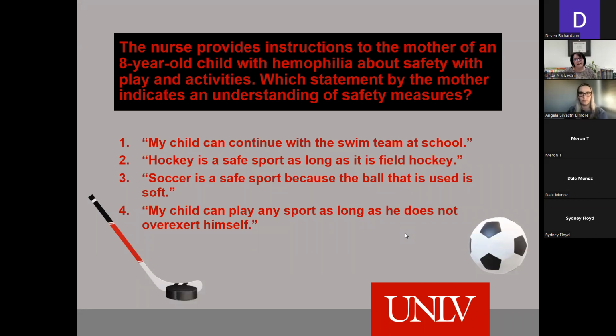Oh, excellent. Okay. I think you know your concepts related to hemophilia. Okay, so our biggest concern with hemophilia is bleeding. So that's our true concern. And the sport here that is really going to be least harmful is swimming. I mean, hockey can cause an injury that can cause bleeding, same with soccer. And playing any sport at all, no way. So you did excellent with that.